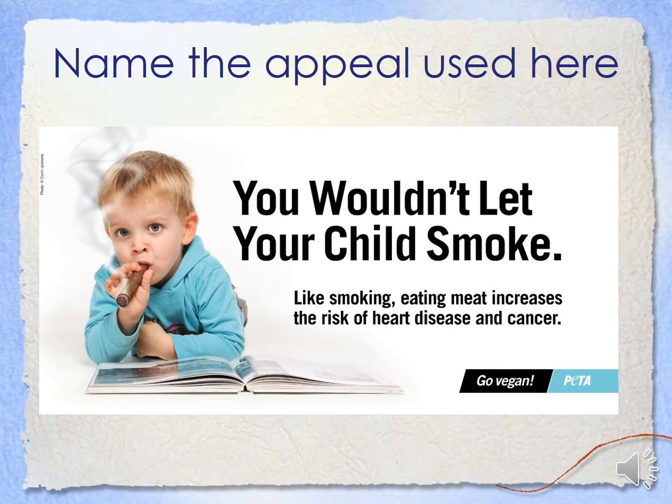Okay, so you wouldn't let your child smoke. Like smoking, eating meat increases the risk of heart disease and cancer. Go vegan. So this is from PETA, and they're wanting you to go vegan. They want you to eat vegan. So here they're using logos, comparing two things, like eating meat is the same as smoking. So if you let your kid eat bologna, then you would also let them smoke. That would be an example of false logic.